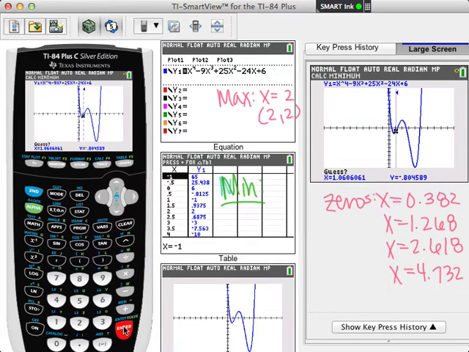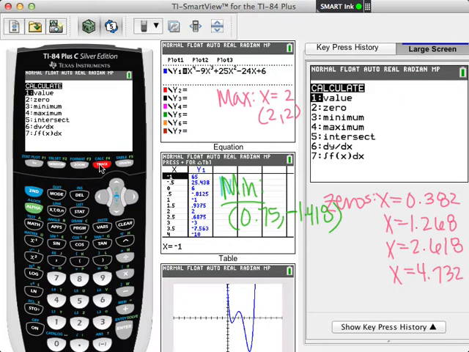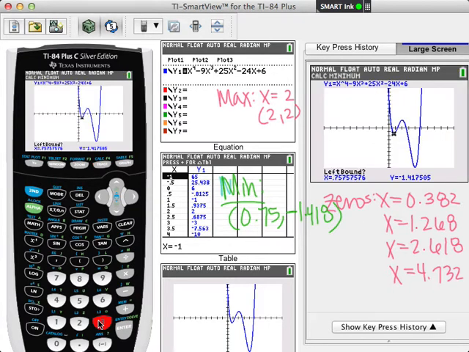Now hit enter again. Okay, it tells me my minimum is 0.75. That's my x value, so that's all you really need. But if you want to tell me the y value too, that's fine. It's negative 1.418. Okay, that's my min. And now I need to go ahead and find my last min. So same idea, number 3 for minimum.